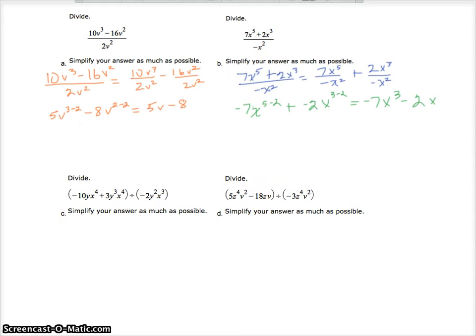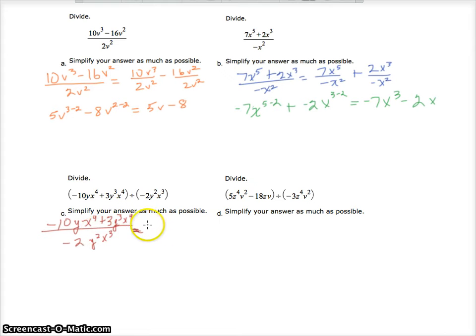Letter C asks us to divide, and this gets a little bit more complicated, so let's break it down. I have negative 10xy to the 4th plus 3y cubed x to the 4th, divided by 2x squared, x cubed. So I'm going to write it all out: negative 10y x to the 4th plus 3y cubed x to the 4th divided by negative 2y squared x cubed.